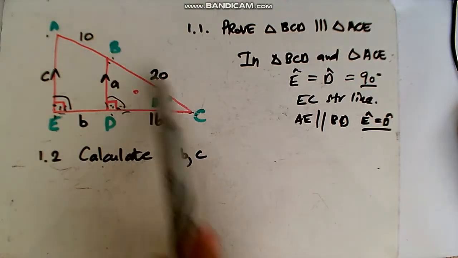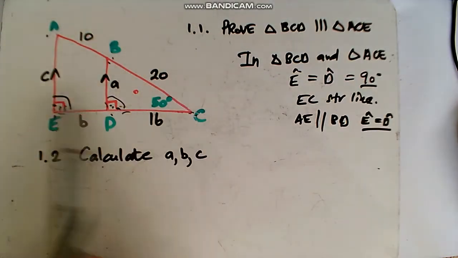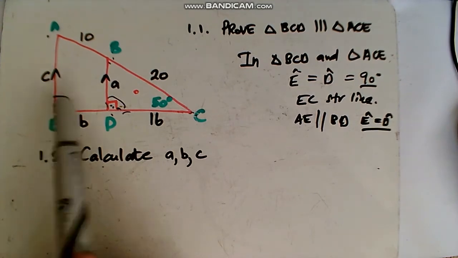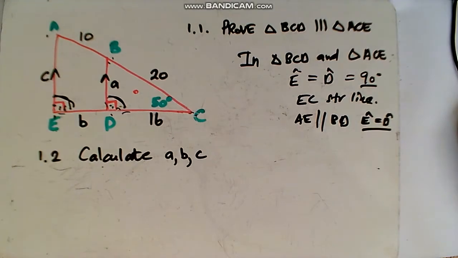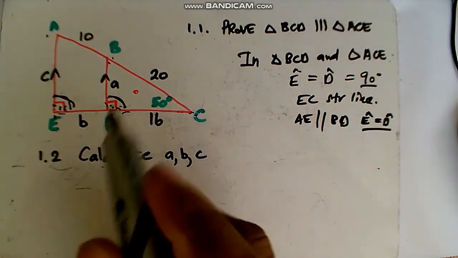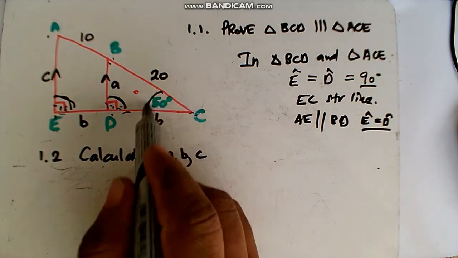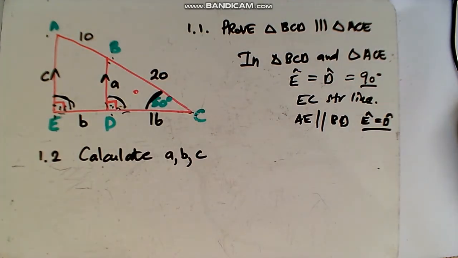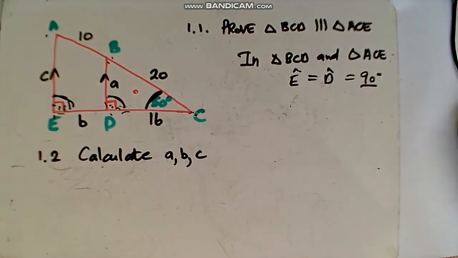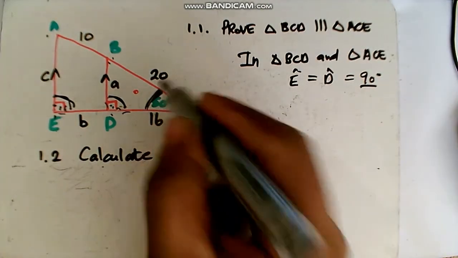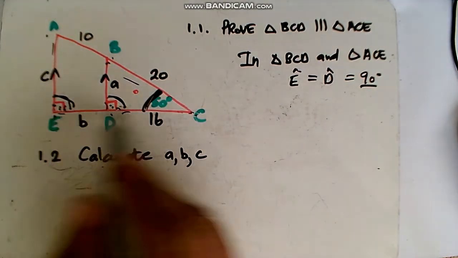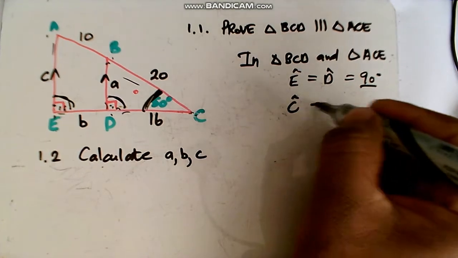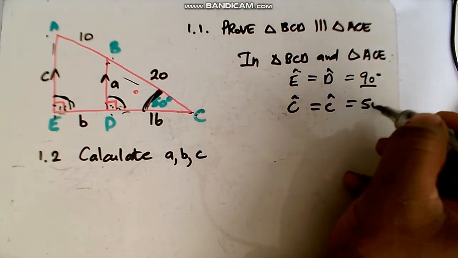In triangle BCD and triangle ACE, the big triangle, we can see that angle E equals angle D. So angle that equals angle that. And we can also see that this 50 degree angle is common to both those triangles. It's 50 degrees in the small triangle, but it's also 50 degrees in the big triangle. So angle C is equal to 50.